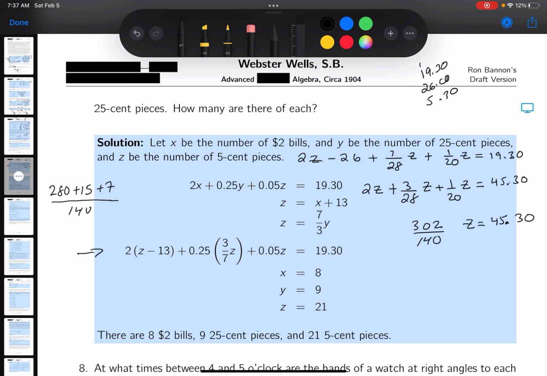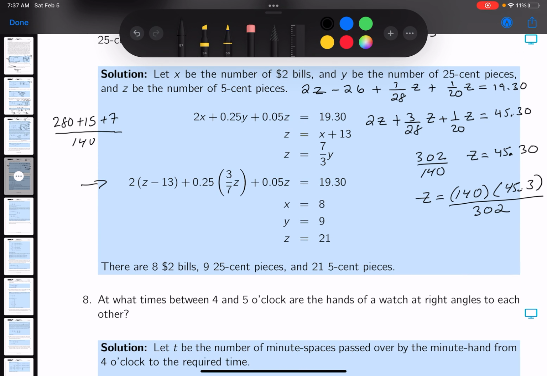Let's write this down. Z equals 140 times 45.3 over 302. Wow. Let's take a look at this over here. And again, the way I do arithmetic might be different than the way you do arithmetic. You're going to say, I'm going to use a calculator.